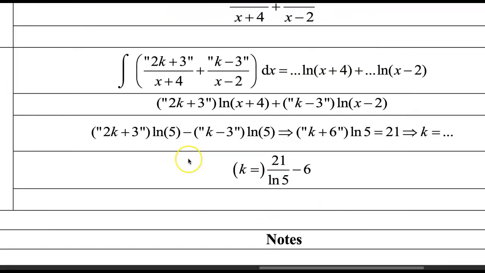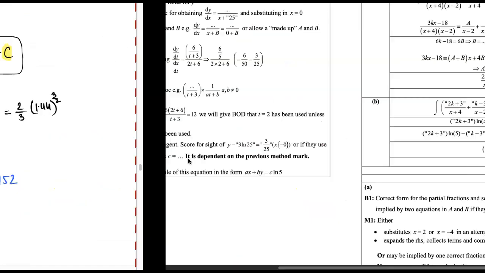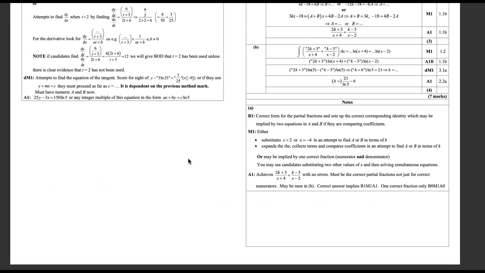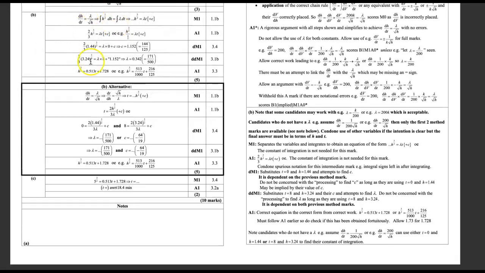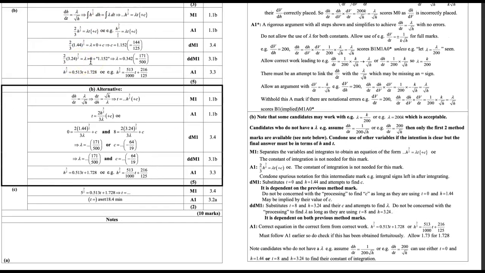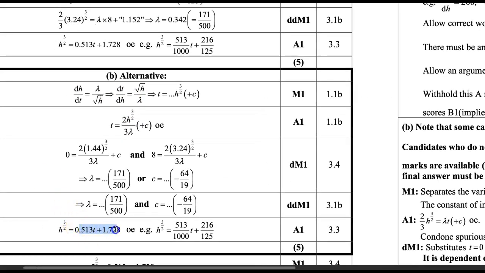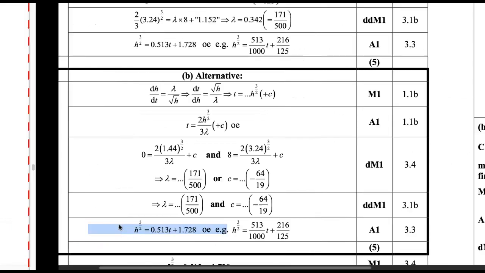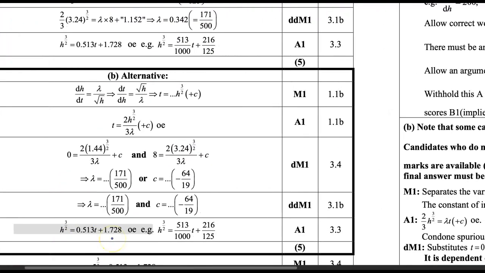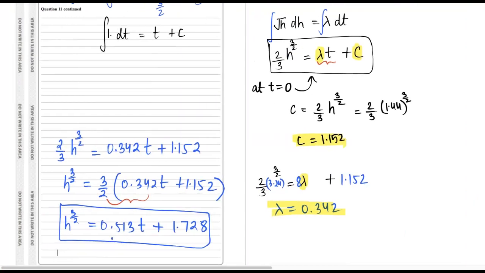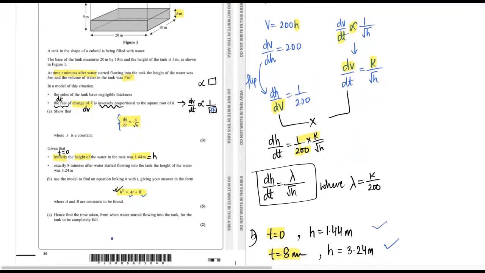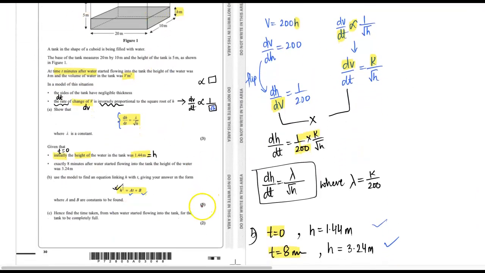Let's quickly check it. It was question number 11, I guess. Okay, 0.513 and 1.728. I think we've got something like this only. Yeah, that is correct. So we've got 5 big marks. Very well done. 5 plus 3, 8 marks we've got.